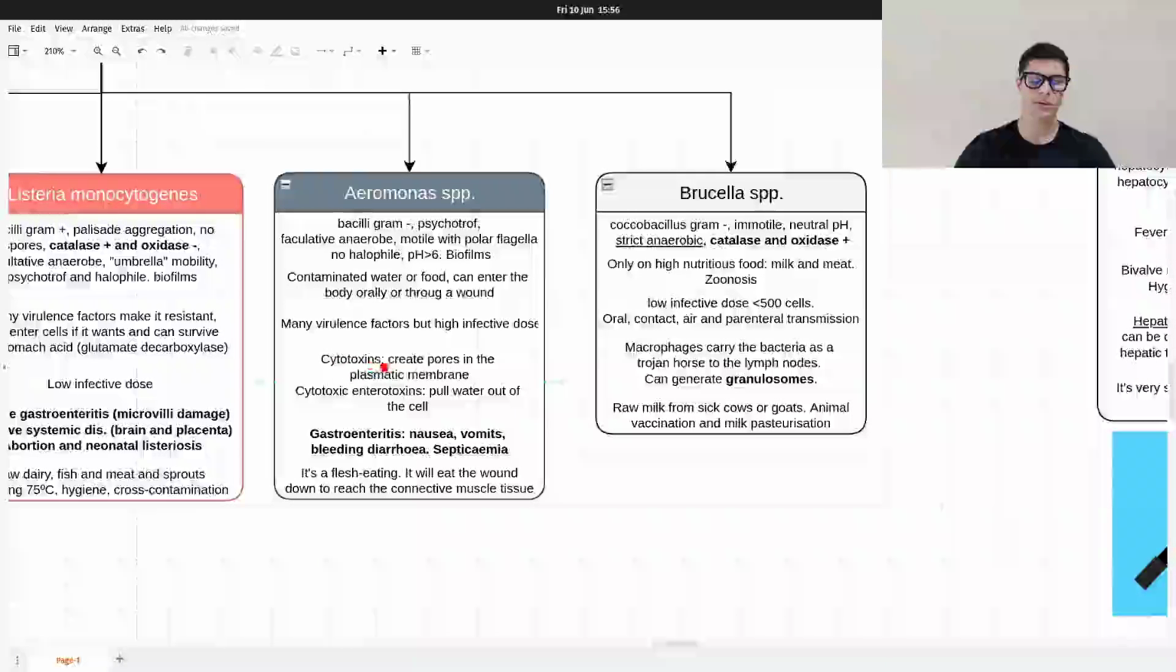We have cytotoxins, it can create pores in the plasmatic membrane, and cytotoxic enterotoxins, which can pull the water out of the cell. So one to create the pore and one to pull the water out, causing the gastroenteritis, nausea, vomiting, bleeding diarrhea, and even septicemia. Aeromonas, it's flesh-eating. It will eat the wound down to reach the connective muscle tissue. It will cause severe damage and pain, this bacteria.